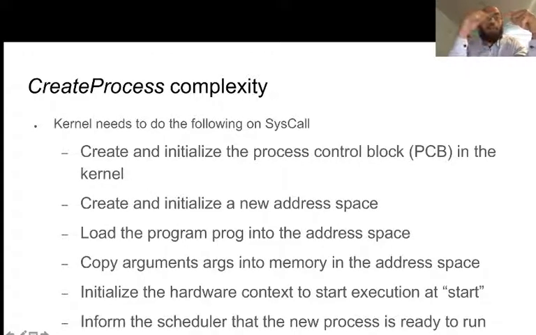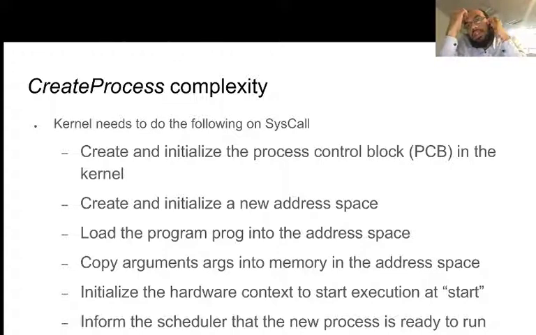So you need to load the program into the address space. So now you have the instructions and everything that is related to this program in the address space. You need to copy the arguments into the memory, or into the address space. So you have passed some arguments for this program. Now you need to put them in the address space. You need to initialize the hardware context to start execution.